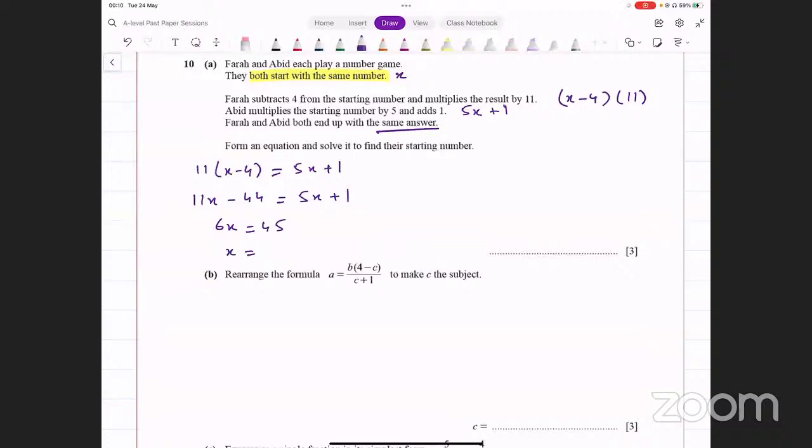45 over 6. That turns out to be 7.5. So they both start from 7.5. That's the value of x.